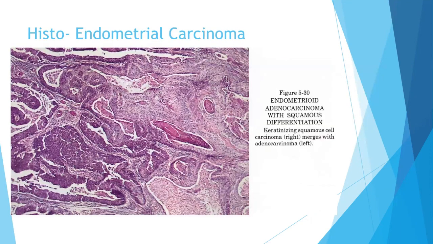So now this is the histology of endometrial carcinoma. Here you can see the keratinizing squamous cell carcinoma on the right, which merges with the adenocarcinoma, which is here on the left.